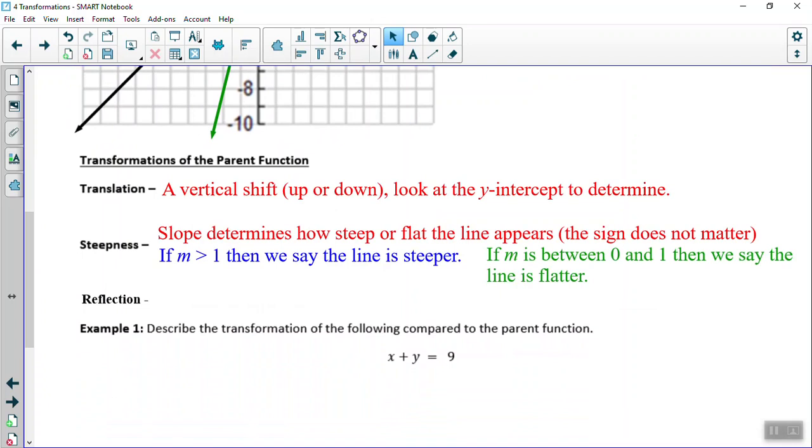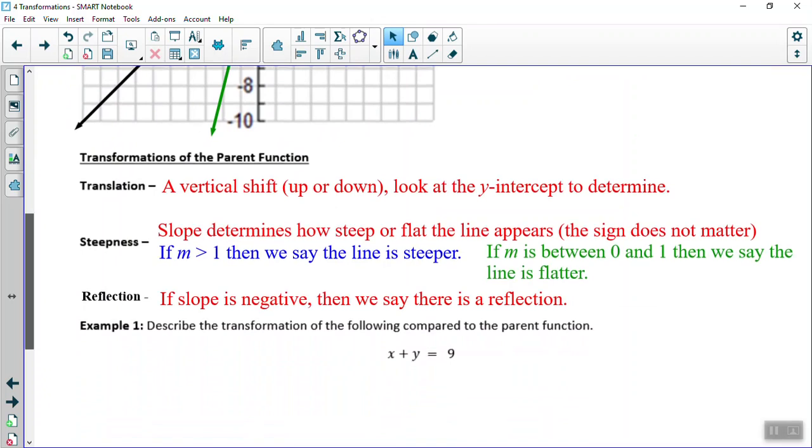Well, now let's talk about what happens if there's a negative in front. The negative is not going to make it any more steep or less steep. That's just the number itself. The negative instead is what we call a reflection. That's where it gets flipped. So if a slope is negative, then we say there's a reflection. You do not have the word reflection written on your notes, so I do need you to add that in.